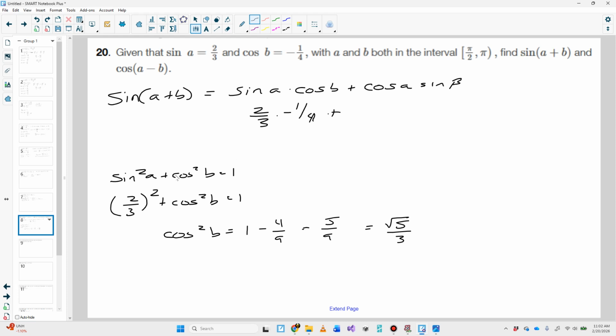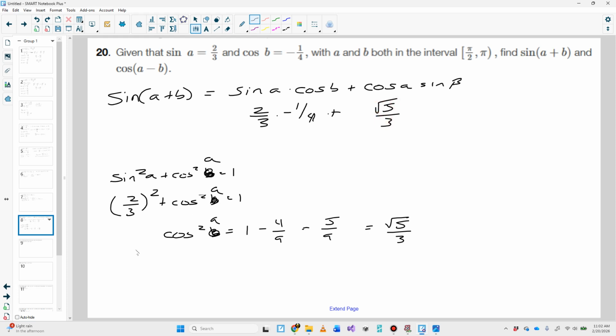I've actually found cosine... wait a minute. I may have inadvertently, no, this is cosine A. I don't know why I wrote B. That was dumb of me. That's cosine A. Cosine A, okay. Yeah, that didn't make any sense. So cosine A is the square root of 5 over 3.